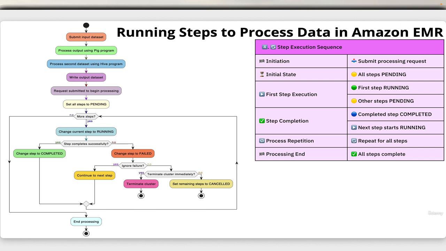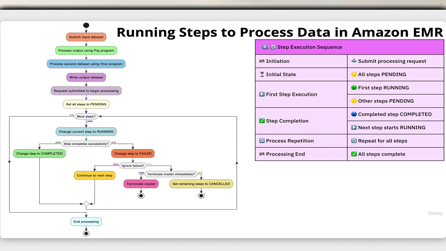And then step execution sequence. Order and state changes of steps during processing. So start with initiation. A request is submitted to begin processing steps. Then comes the initial state. The state of all steps is set to pending. First step execution. The first step changes to running. So if there is a series of steps, the first will change from pending to running, and other steps remain in the pending state.